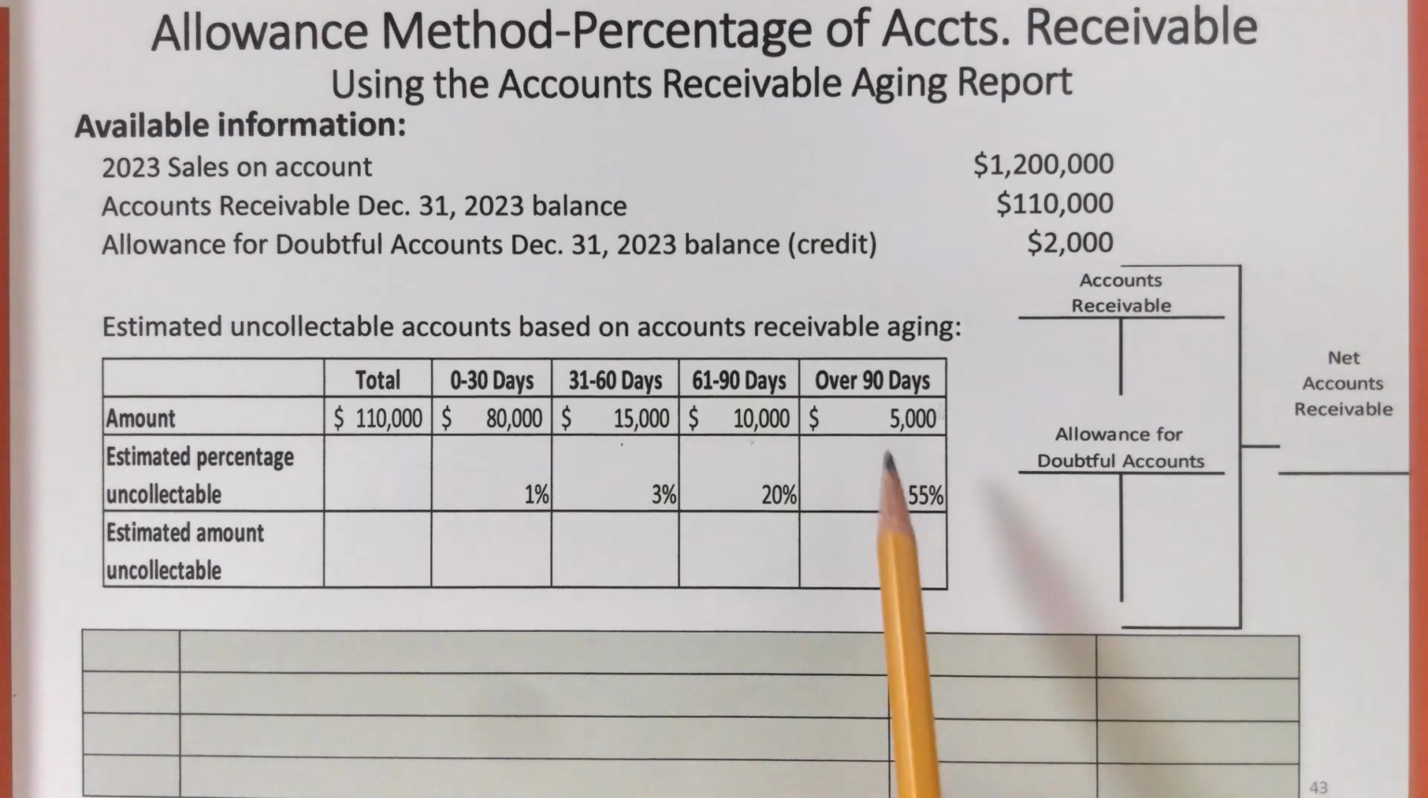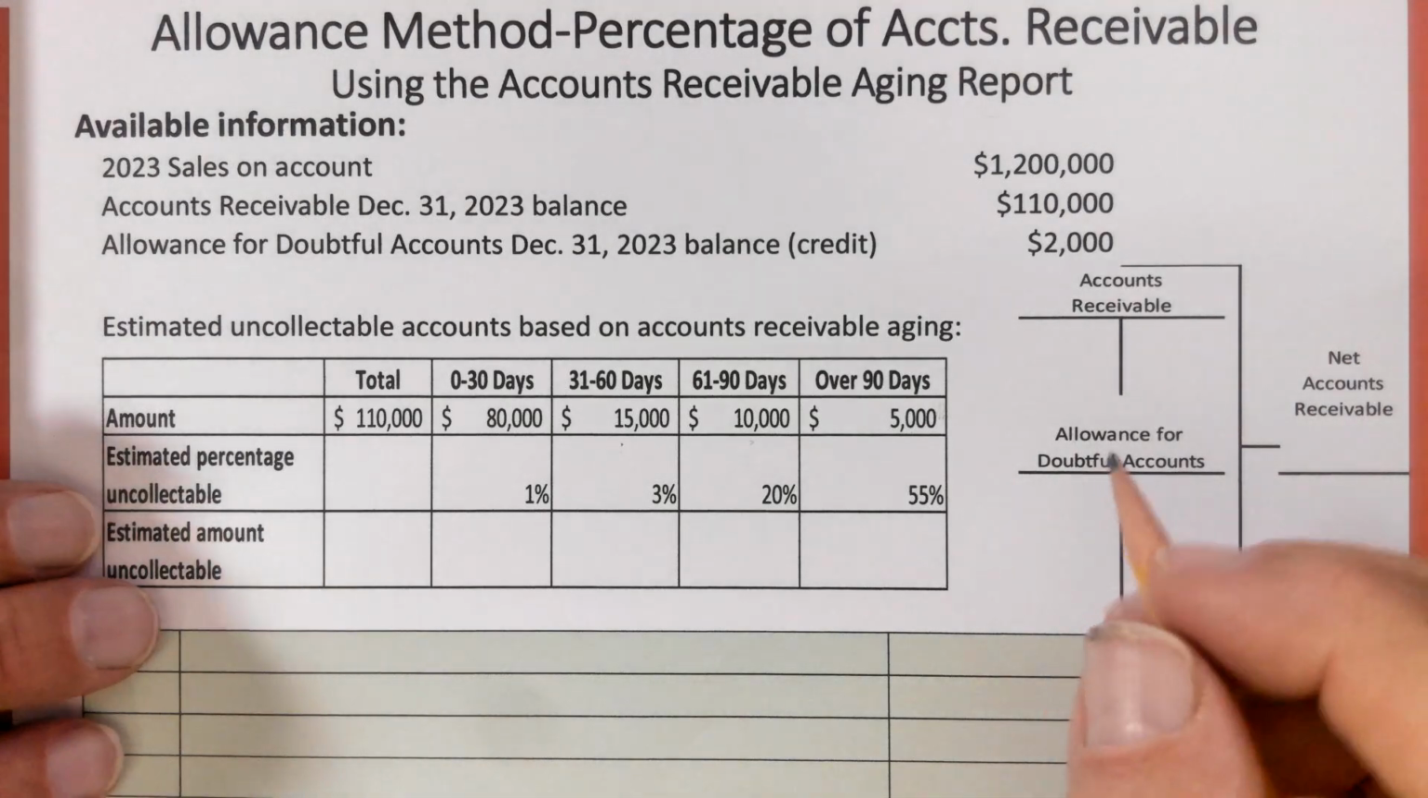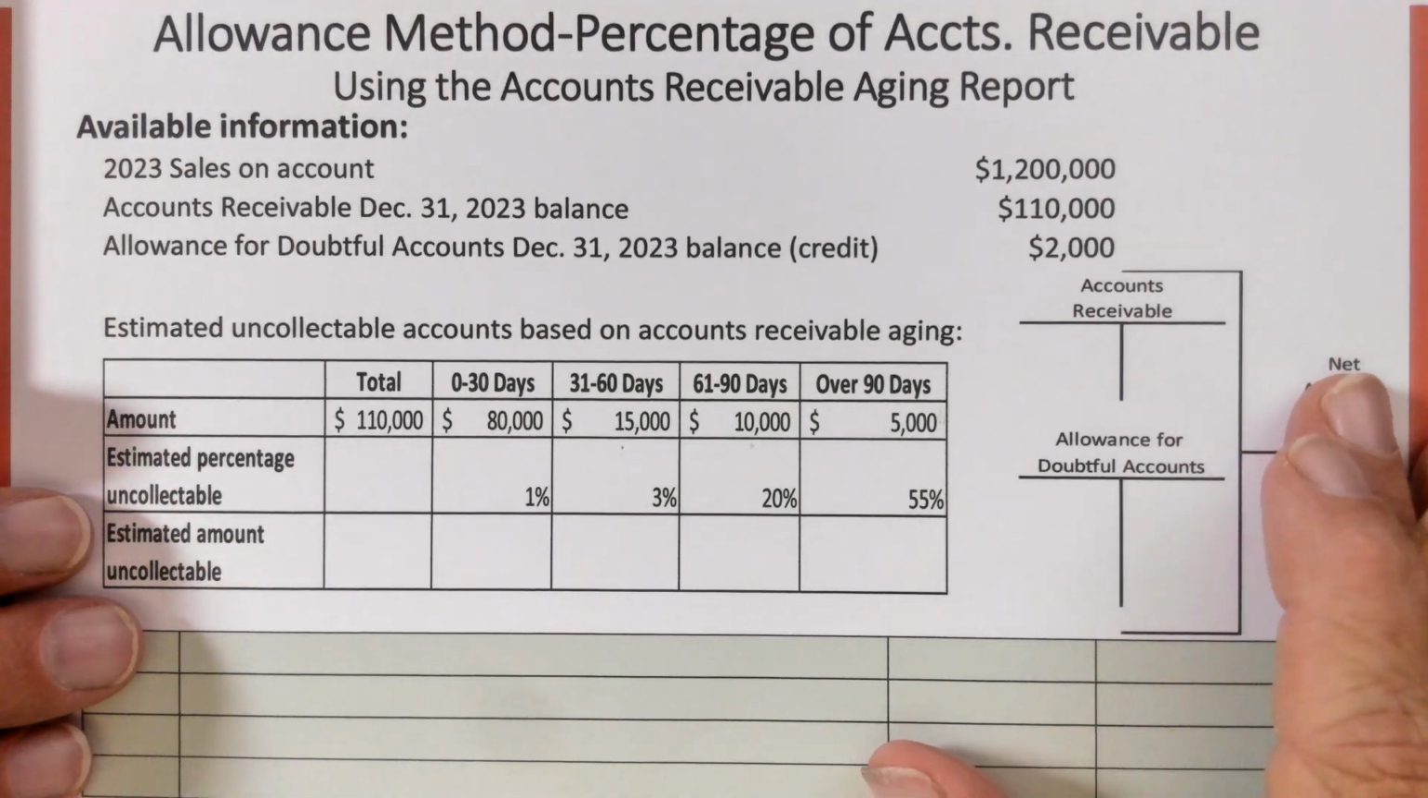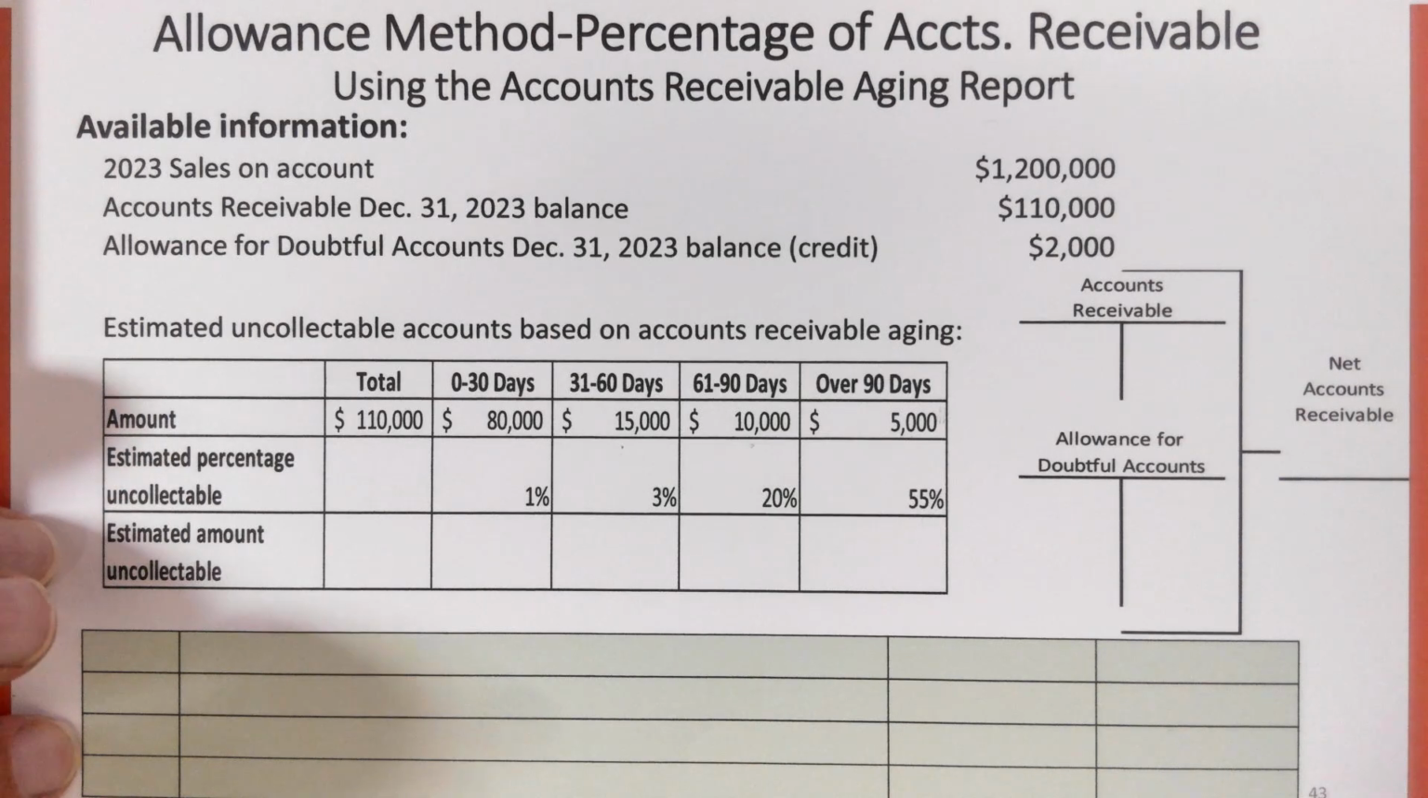So what we see here is we've estimated that 55% of the accounts that are over 90 days old will not pay us. So if we multiply that out, and you might want to get out your calculator to do this along with me.